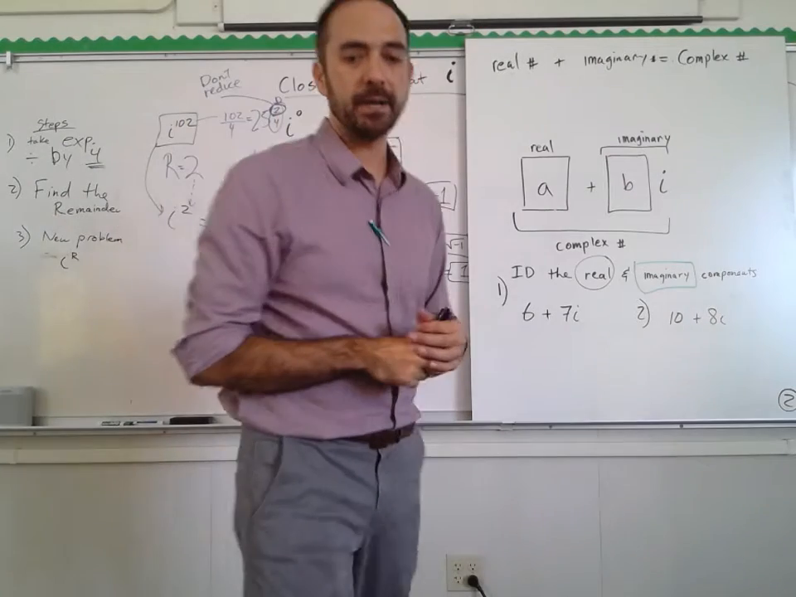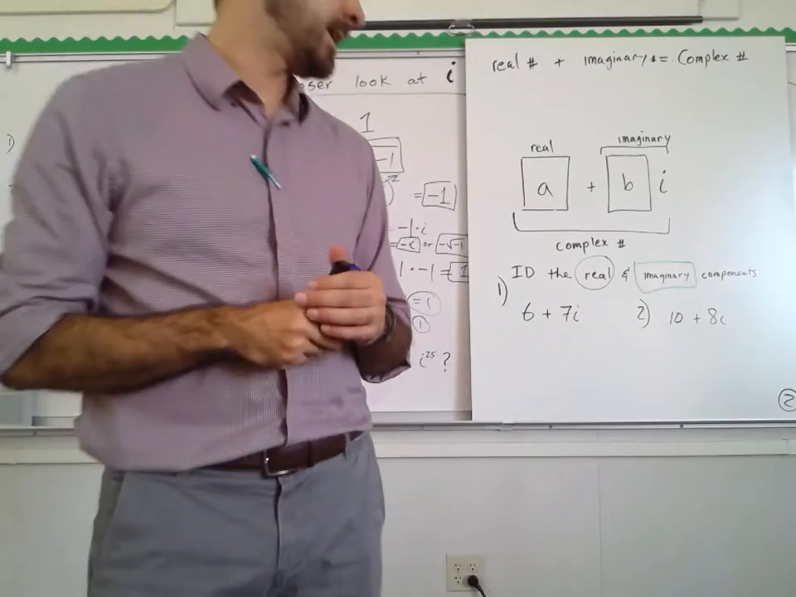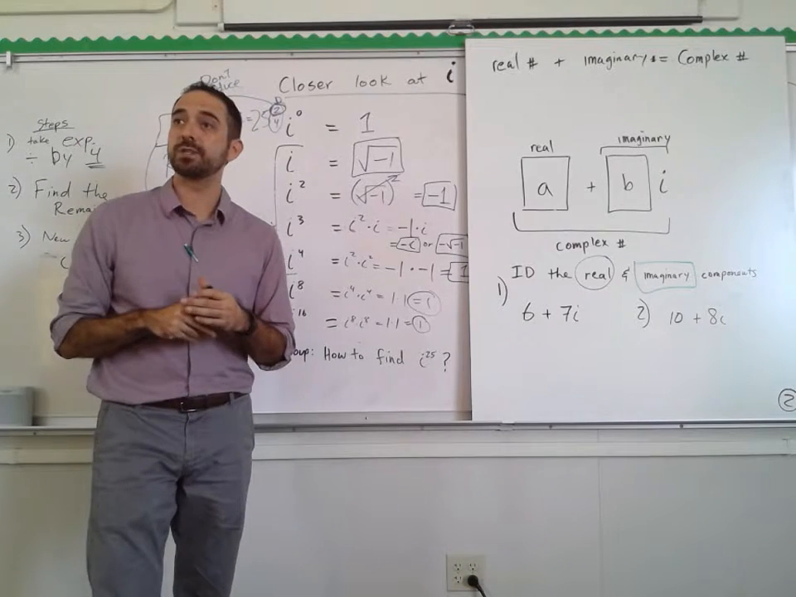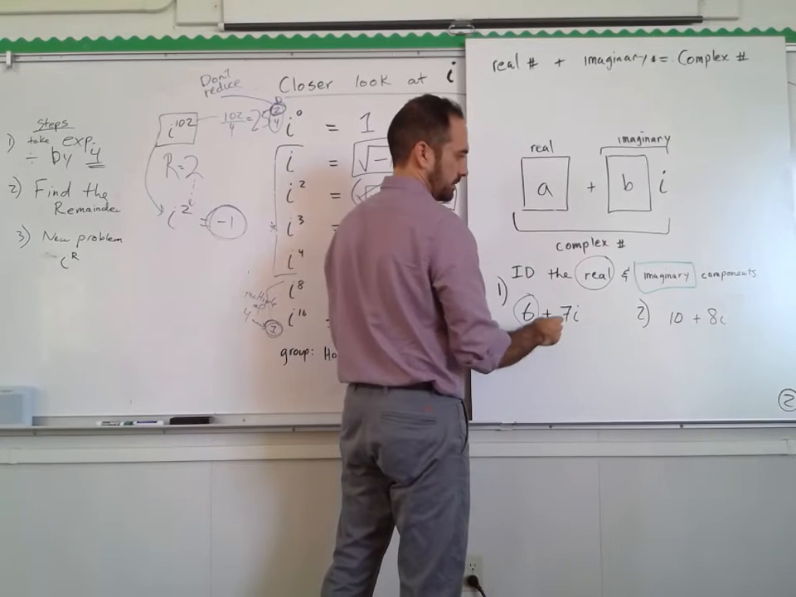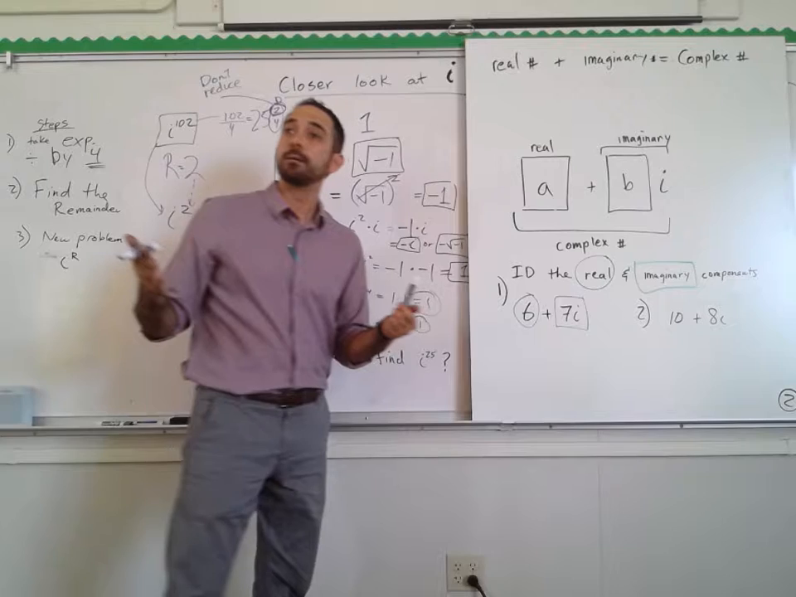All right, how about bananas? Bananas for the first one. Somebody help me out. Which is the real and which is the imaginary? 6 is the real number, and 7i is the imaginary number. There we go. Pretty straightforward.